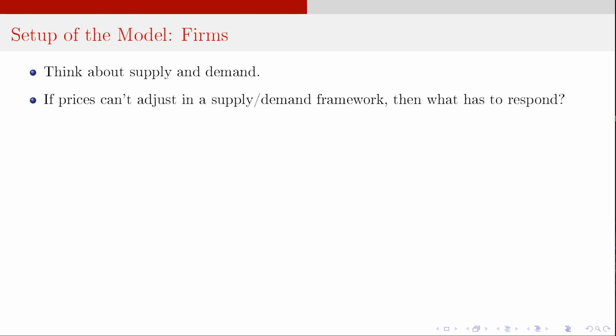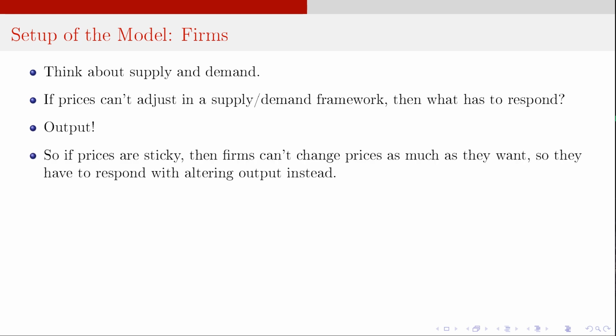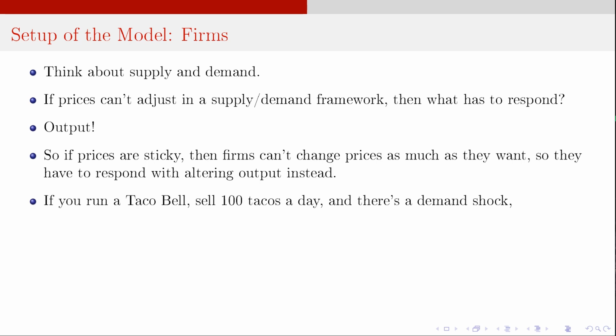If prices can't adjust in a supply and demand framework, what has to respond? Well, it's output. Because we've got just price and output. If price can't respond fully, then output's going to have to pick up that slack, so to speak. So if prices are sticky and firms can't change prices as much as they want, they have to respond through altering output instead.